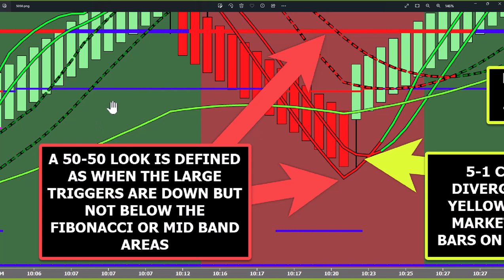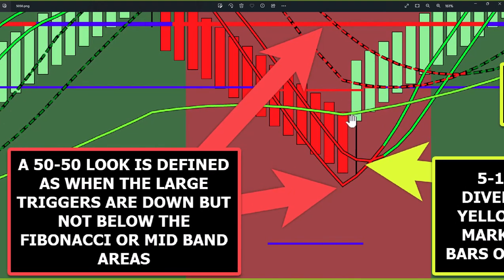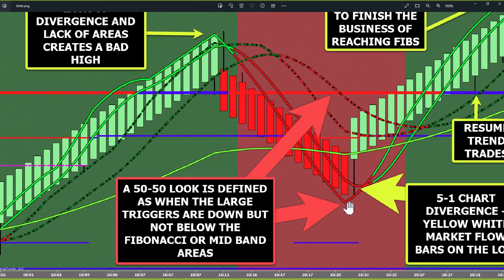And as Mark says in the room, it's not the odds of winning a trade. It means that the large triggers are not below some sort of support, like a green midband or a blue fib or whatever. So it means that the smalls are below and the price is below, but the large are above. And this is where you may get a short trade, but you may have to manage out of it very quickly if there's divergence on the small chart or something like that. And it's okay to take a 50-50 trade. You just have to manage those a little more assertively.